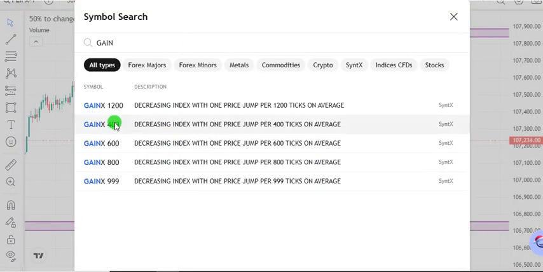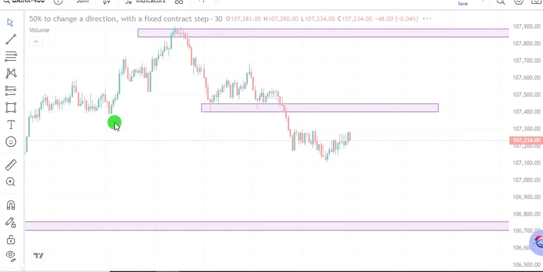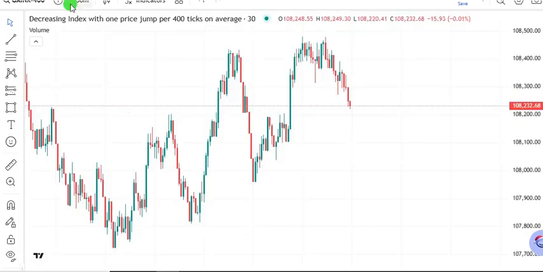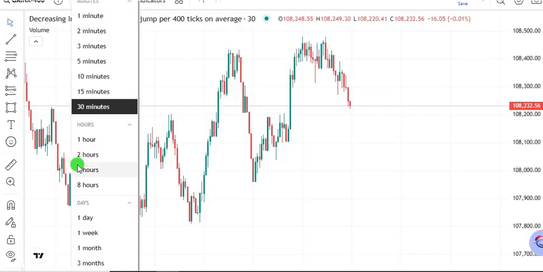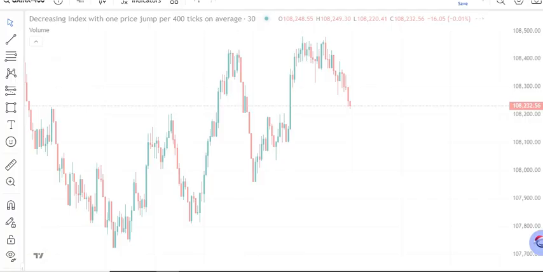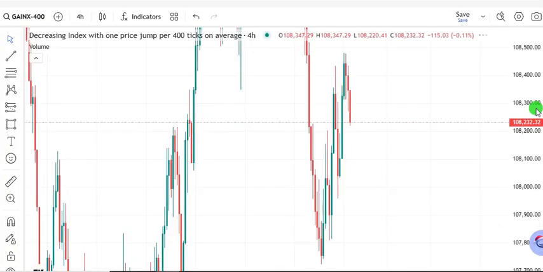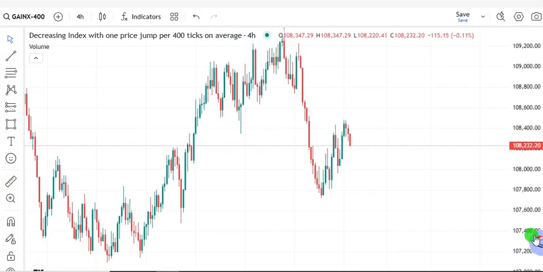Okay, let's go to Gain 400. Remember that there are still many of them, so if you can see them, you can choose any of them to analyze for yourself. If you want to trade, you mustn't trade the exact one, but just the same pattern. Keep your eyes open, then wait for structures to change and the rest.